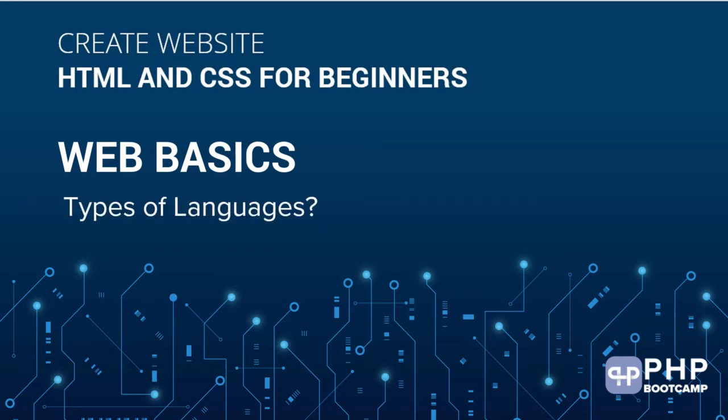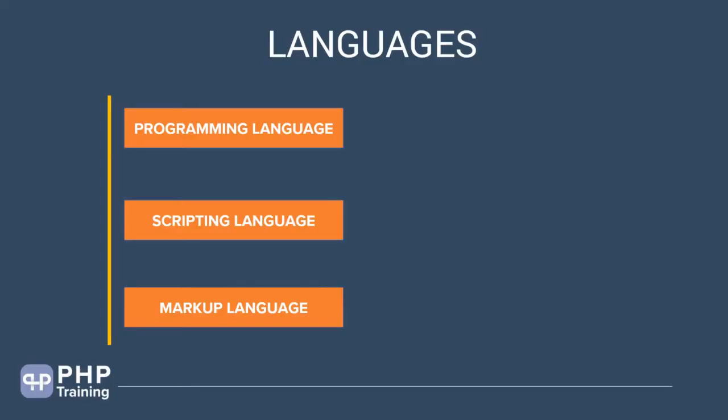Let's understand the types of languages that we have. So we have three different types of languages. First are programming languages, then scripting languages, and markup languages. You have to understand the difference between them because they are written and implemented differently. And the purpose of each of these languages is to solve different challenges.